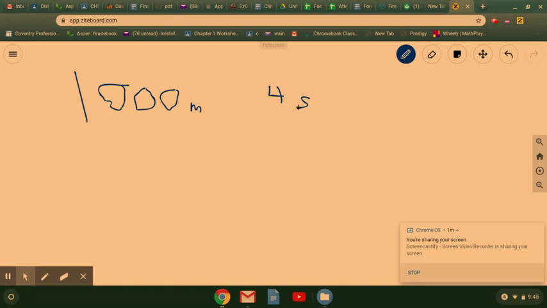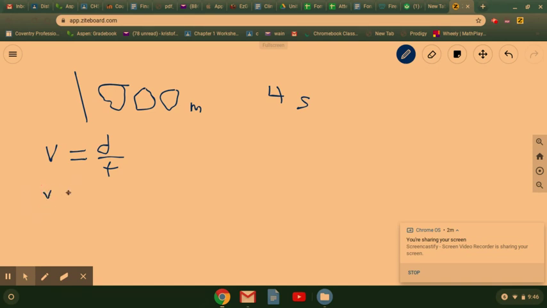And if we were going to calculate the velocity here, what you would need to do is use the velocity equation. V equals d over t. And notice I write out the equation, and then I'm going to plug the numbers in.